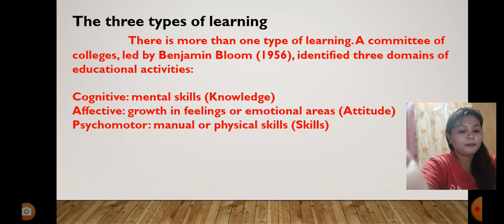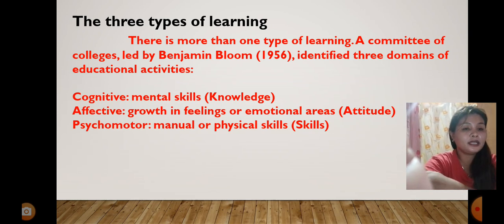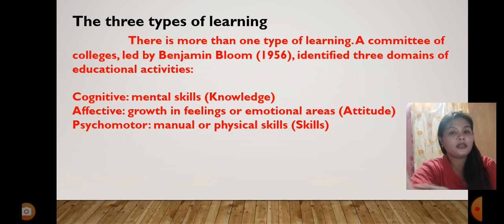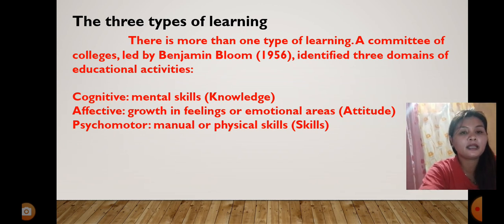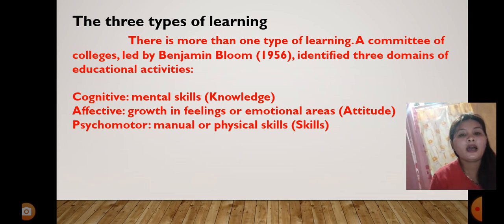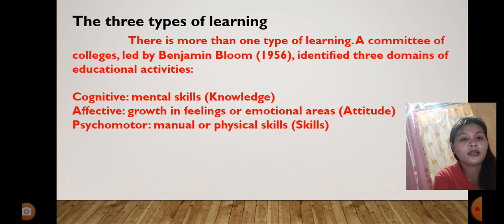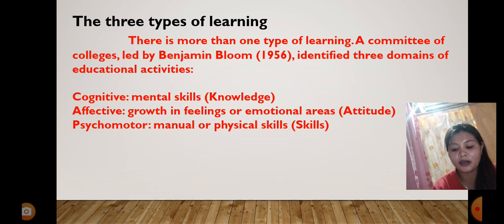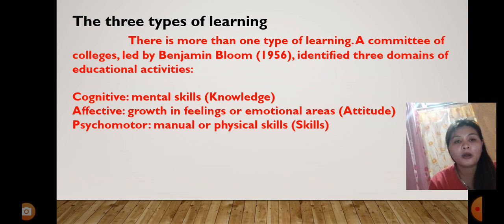Believing that there was more than one type of learning, Benjamin Bloom and a committee of colleagues in 1956 identified the three domains of educational activities. We have the cognitive, or the mental skills or knowledge; affective, growth in feeling or emotional areas or attitude; and the last is psychomotor, or manual or physical skills. These domains are organized into categories or levels and arranged in hierarchical order from the simplest behavior to the most complex behavior.